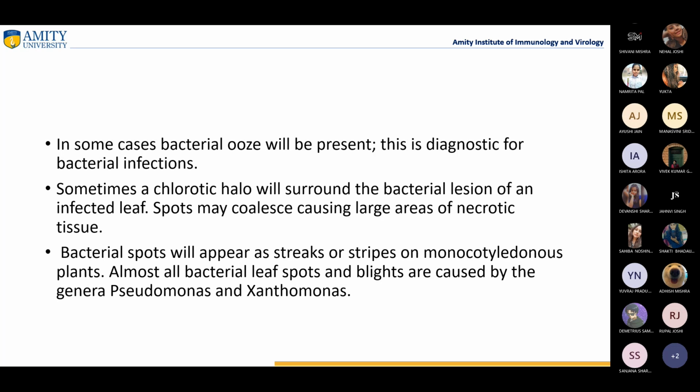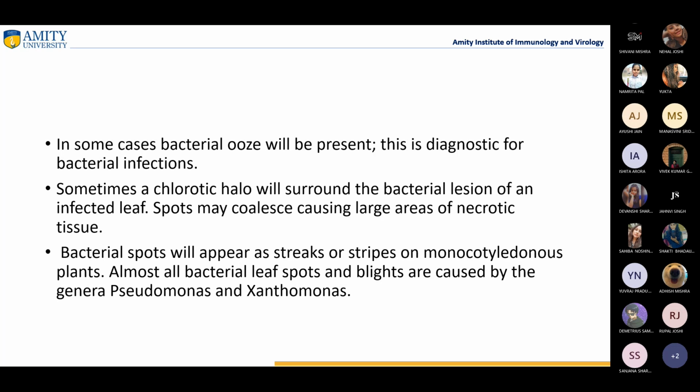Streaks in a monocot plant's leaves, how are they? They are thin and they are long, right? In monocot plants, unlike dicots, where leaves are broad, when spots appear they will appear as streaks, right? Or stripes in a longer, elongated form.